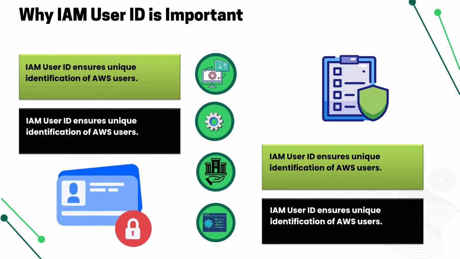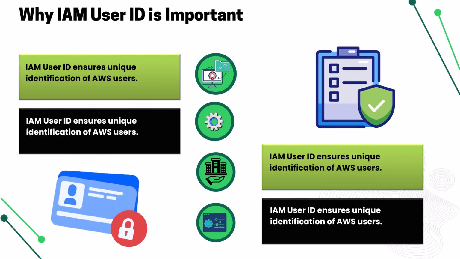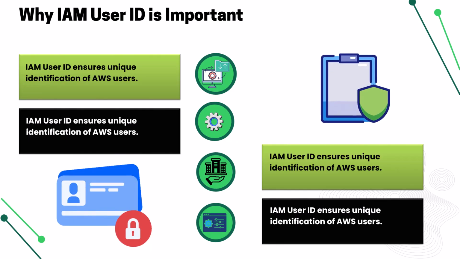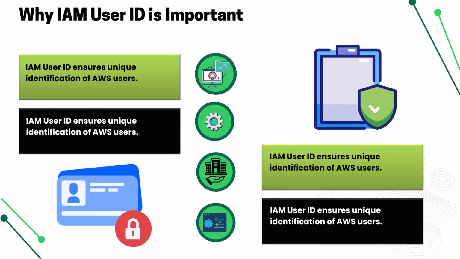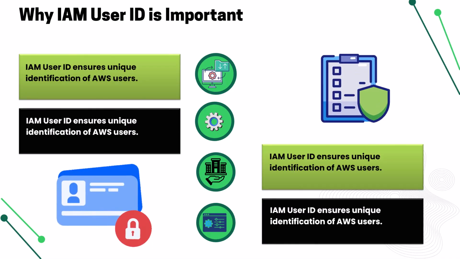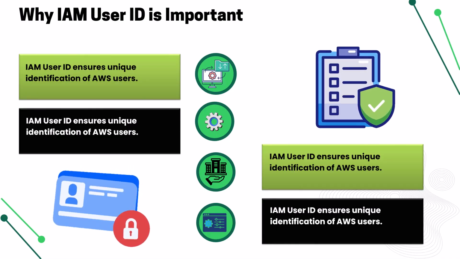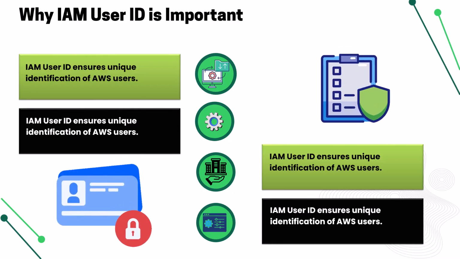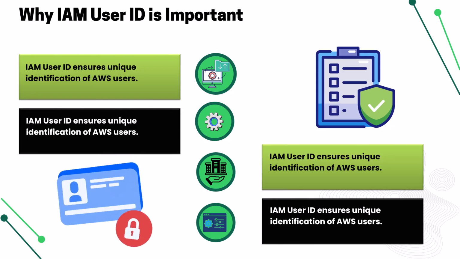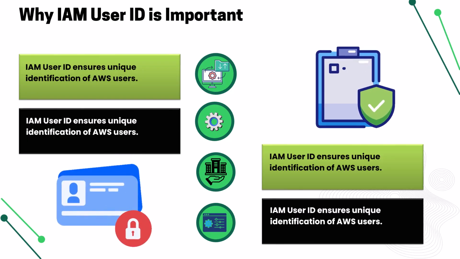Ever wondered why IAM User IDs matter? Well, imagine a giant company where everyone's using the same login. It'd be a mess. IAM User IDs help track individual actions, making security audits easier and keeping out unauthorized users. It's like your personal signature in the AWS world. Let's see how these IDs shape AWS security.